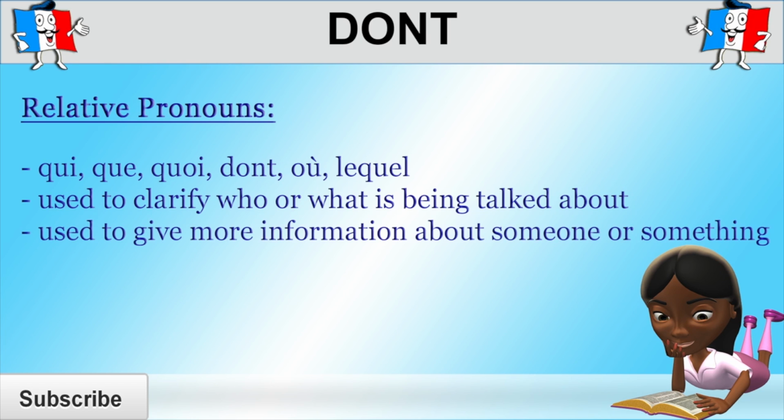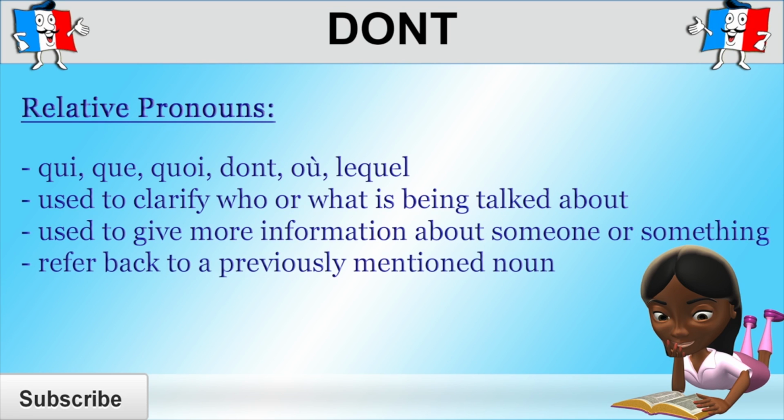Relative pronouns can also be used to give more information about someone or something. For example, if I say Marc, dont la voiture est tombée en panne, a dû rentrer chez lui à pied. Mark, whose car has broken down, had to go home on foot. I'm using dont to give you more information about Mark, that is, that his car has broken down.